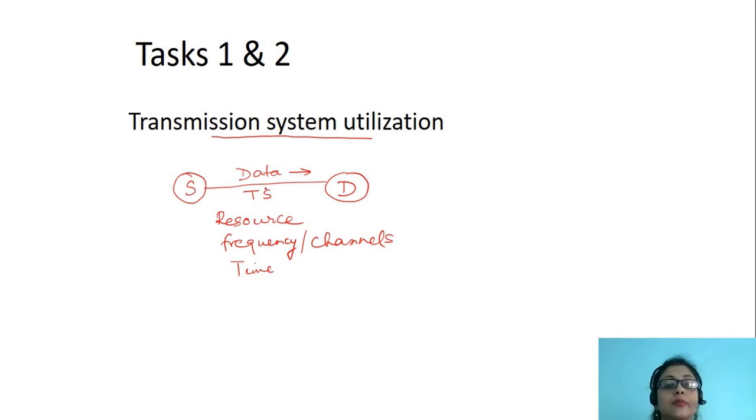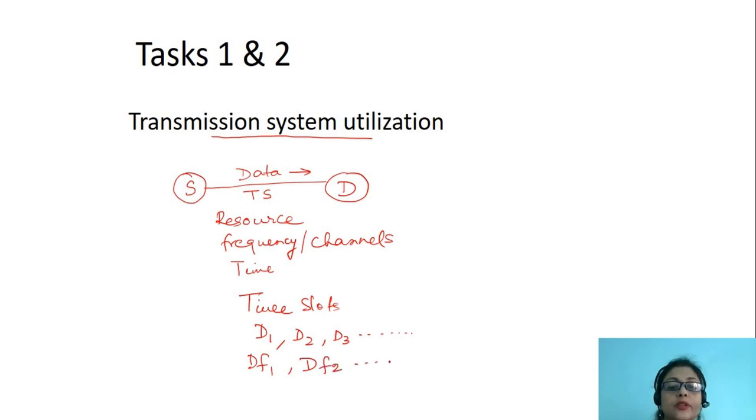Like we can divide it into several different time slots for sending data 1, data 2, data 3 at the proper time slots, or we can even send different data having different frequencies, like data 1 having frequency F1, data 2 having frequency F2 and so on. In that case, it is frequency shared.